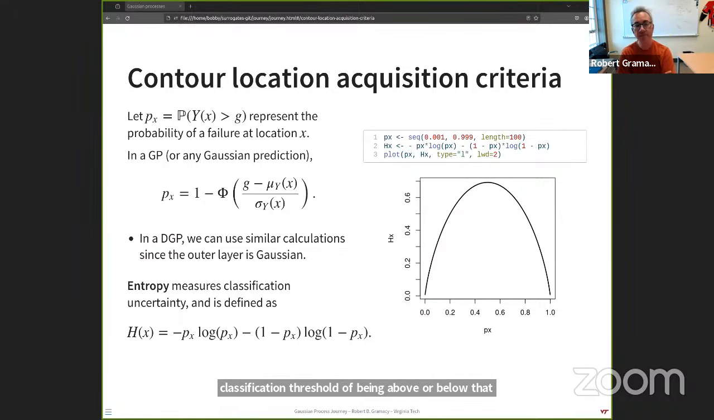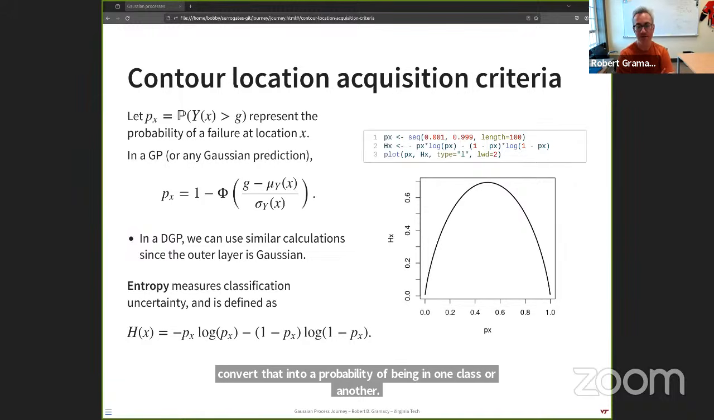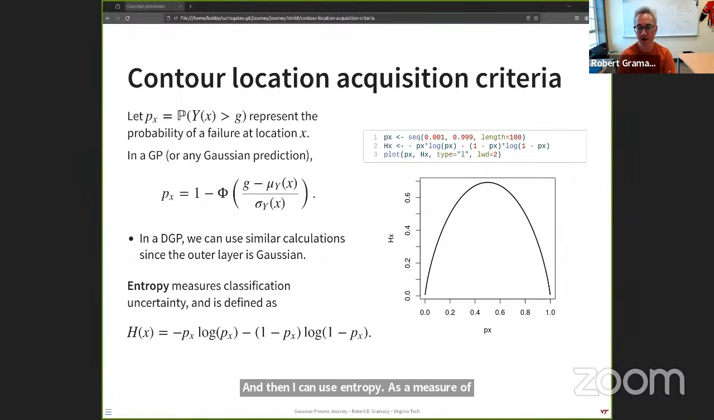So I'm creating a classification problem from a regression problem, and I can learn about the probabilities of being in one of those two regimes through a Gaussian distribution. I get predictions from my Gaussian, and I use the CDF to convert that into a probability of being in one class or another. And then I can use entropy as a measure of my uncertainty about those classification probabilities. Entropy is a function that's maximized when the probability is at a half, which is what is being illustrated by the panel on the right-hand side.